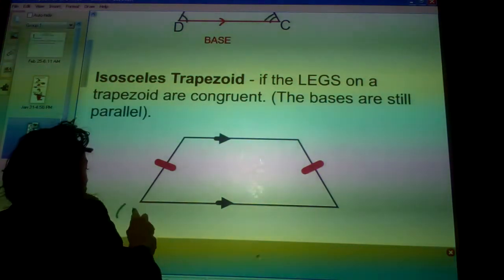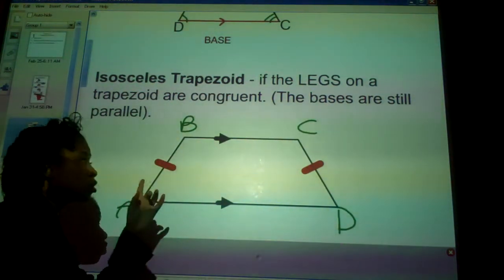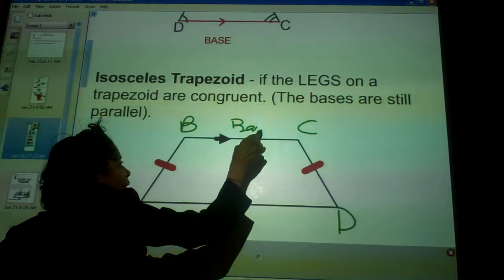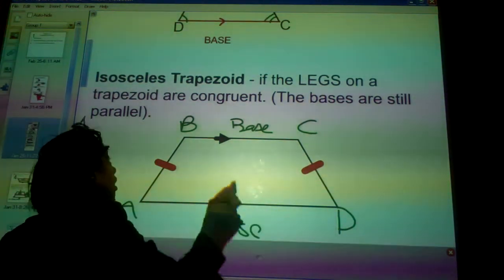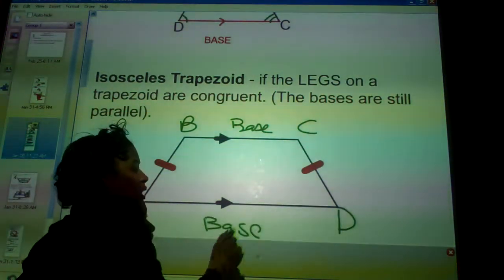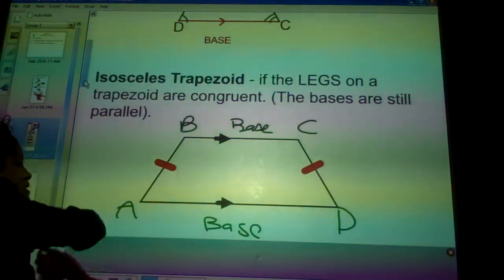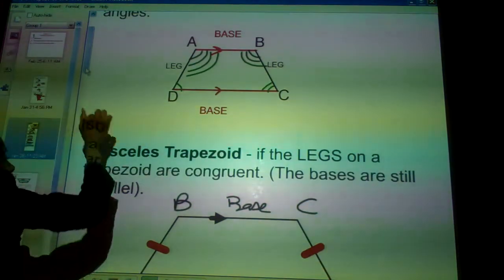So if I name them A, B, C, D on this particular trapezoid, that means that BC is a base that is parallel to base AD. And again, on an isosceles trapezoid, AB will be congruent to CD. Right? So that's the definition of an isosceles trapezoid. Make sure you know the difference between a regular trapezoid and an isosceles.